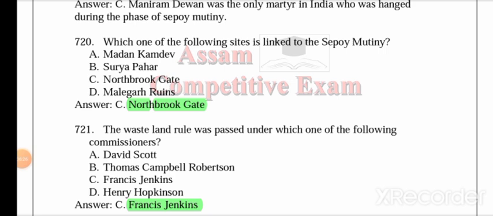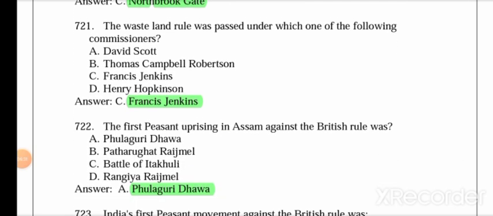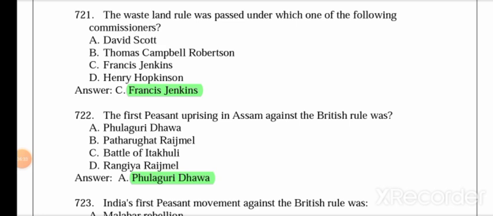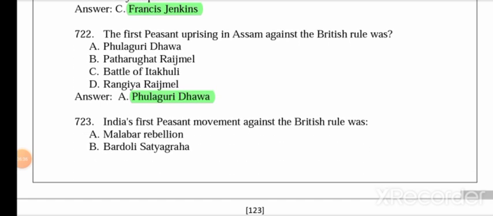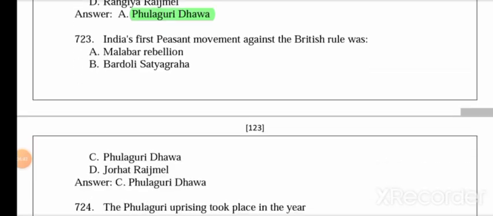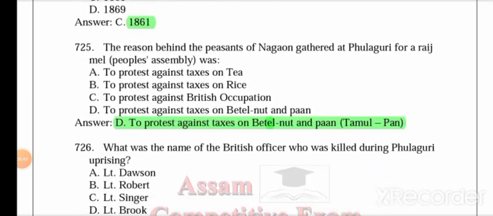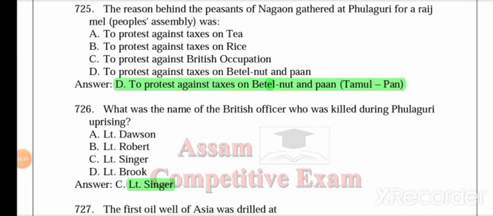Which one of the following sites is linked to Sepoy Mutiny? It was Northbrook Gate. The Wasteland Rule was passed under which one of the following commissioners? This was Francis Jenkins. The first peasant uprising in Assam against the British rule was Phulaguri Dhawa in 1861. And the reason behind the peasants of Nagaon gathering at Phulaguri for a raij mel, or people's assembly, was to protest against the taxes on betel nut and pan, tamol pan.